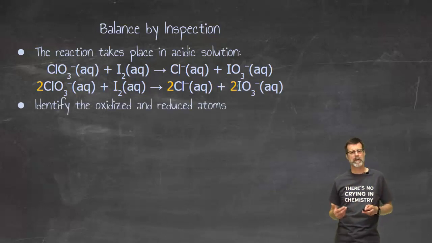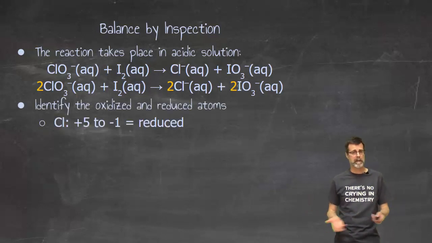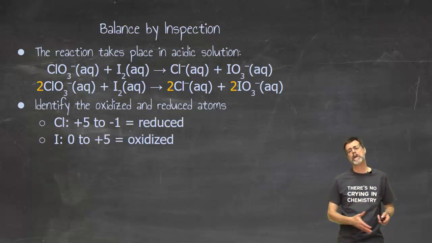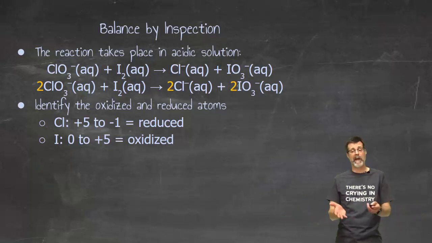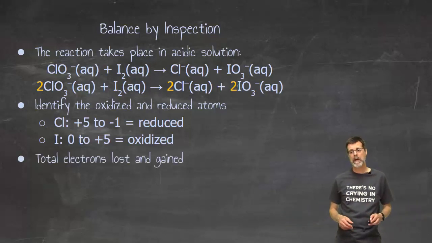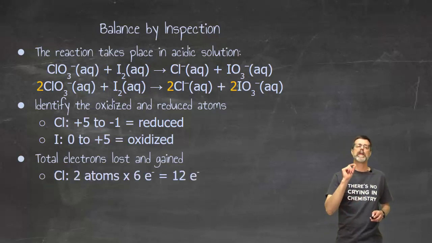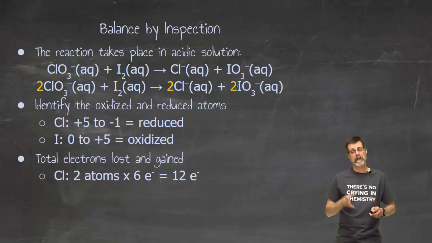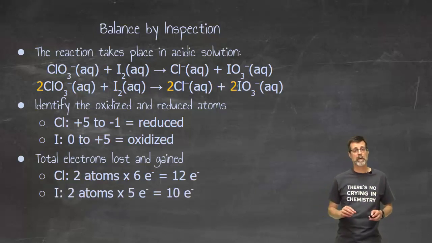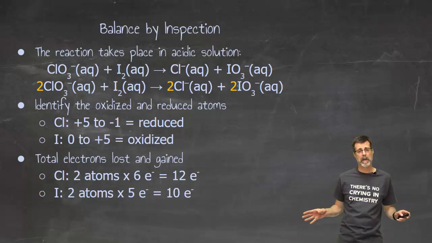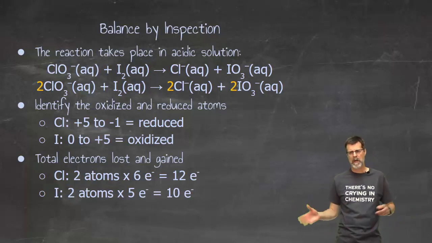If I asked you to identify what's been oxidized and what's been reduced, you would say that chlorine has gone from a +5 to a -1, and iodine's gone from a 0 to a +5. And true enough, that's what's been oxidized, that's what's been reduced. If you were to dig deeper, my apologies, then you would come up with 2 atoms of chlorine changing 6 electrons. That gives me a total of 12 electrons on the move. Iodine, 2 atoms at 5 electrons, only 10. So I've got mystery electrons. I've got disappearing electrons, or actually electrons that magically appear.